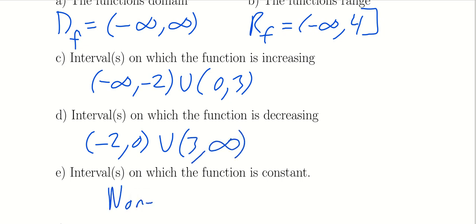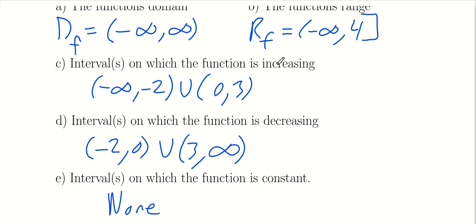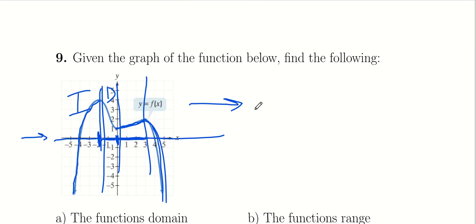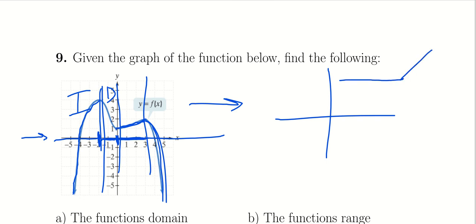They also ask on what intervals is the function constant, and the answer is none. To have a function that's constant for a little bit, what that would look like is there'd be an interval where the graph of it would be horizontal. So for example, if I have between A and B here, that would be an interval where this graph would be constant. But there are no horizontal spots, if you will.